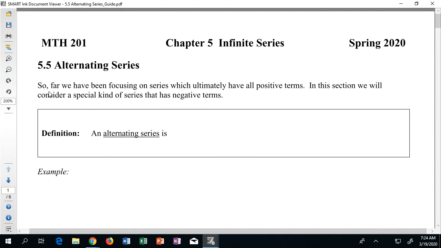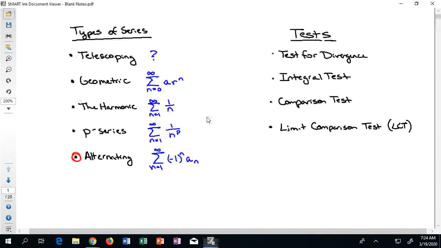As you can see at the start of the notes, I say that so far we've really only been focusing on series which ultimately have all positive terms. Sometimes we allowed for certain terms to be zero, but we never really dealt with series that were able to be negative. To see why this might be the case, take a look at all the different conditions that we've had. Again, we have lots of different types of series that we've come across. But when we've dealt with things like p-series, the harmonic series, geometric, telescoping, we had easy ways of testing to see if they were convergent or divergent.